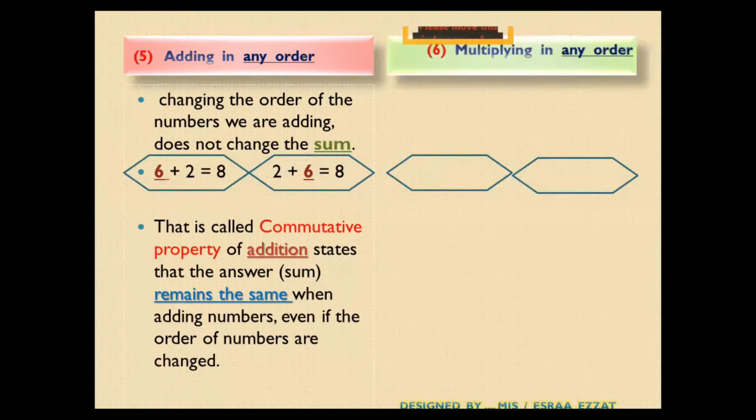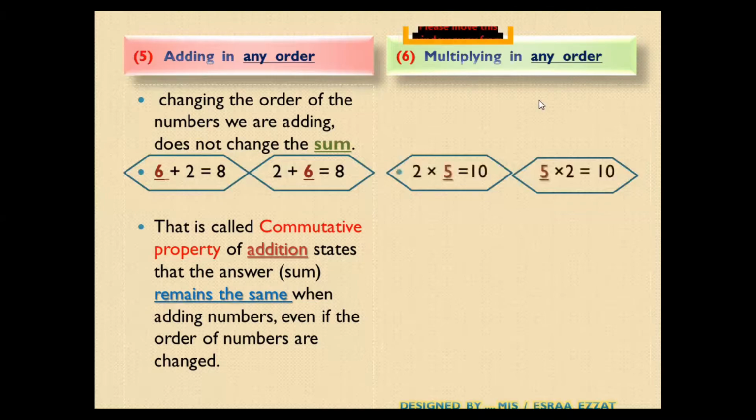Let's take fact number 6, which is talking about multiplying in any order. Here, when we multiply 2 by 5, we get 10. If we switch these two factors and write 5 at first and then write 2 second, we get the same product, which is 10. So here 2 by 5 equals 5 by 2 equals 10.